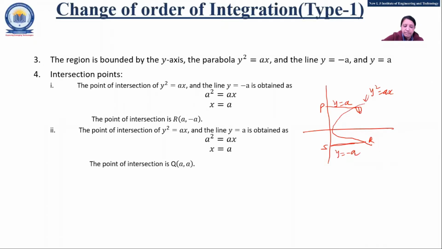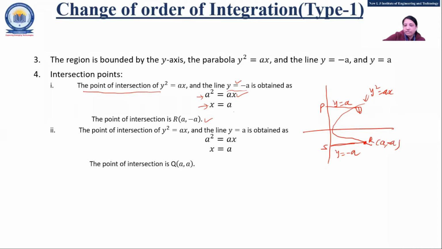Y equal to minus a. Now the intersection points of y square equal to ax and y equal to minus a, this point, right? So you can see that y square equal to ax, and this line is x equal to a. From this equation, you can say x equal to a and y equal to minus a, that is given. So our point is (a, minus a).